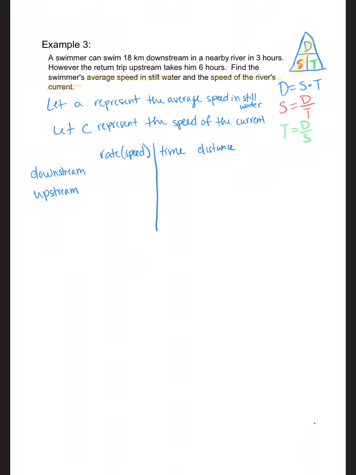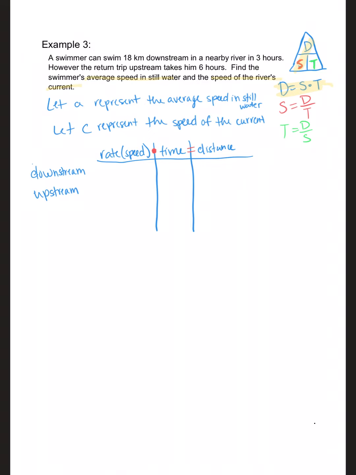If I just set up my table, we're going to set it up with those three things, because remember, just like we saw in the triangle, our rate or our speed times time is going to equal our distance, just like in this equation we saw up here: distance equals speed times time.